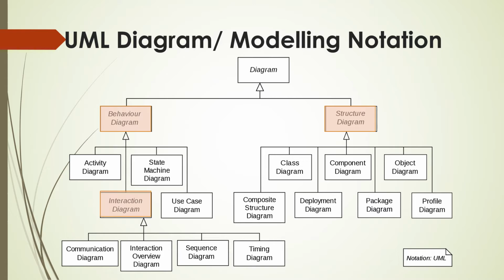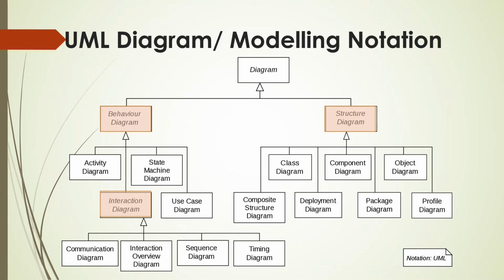The last one is the interaction diagram. Interaction diagram is a subset of behavior diagram. It emphasizes the flow of control and data among the things in the system being modeled. For example, the sequence diagram shows how objects communicate with each other regarding a sequence of messages.